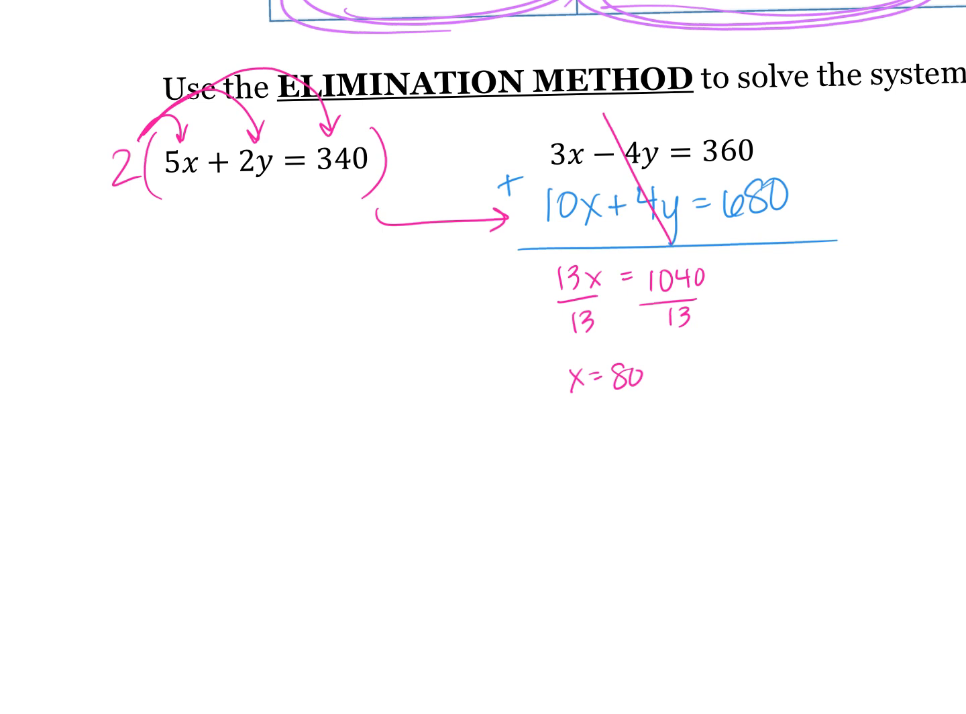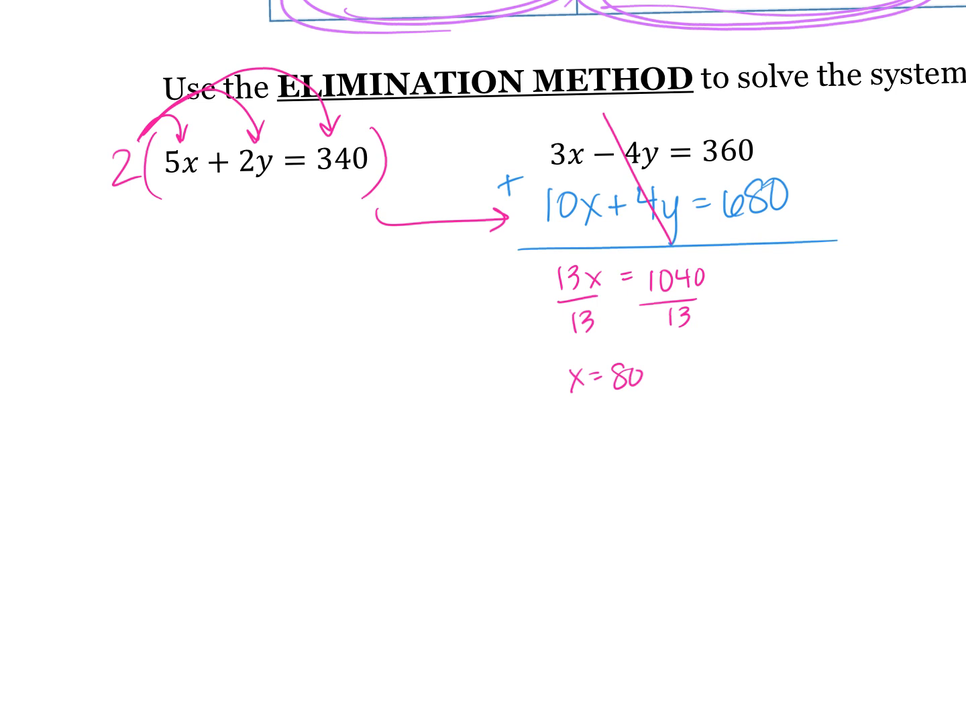Definitely grab a calculator. Definitely be typing this in. Which one do we want to go with? The left or the right equation? Left. I'm down with left because I got some space under there to do it. But it doesn't matter. We're going to get the same answer. I'm going to plug in an 80 for x. So that's going to get me 400 plus 2y equals 340. 2y equals negative 60. Is y equal negative 30?